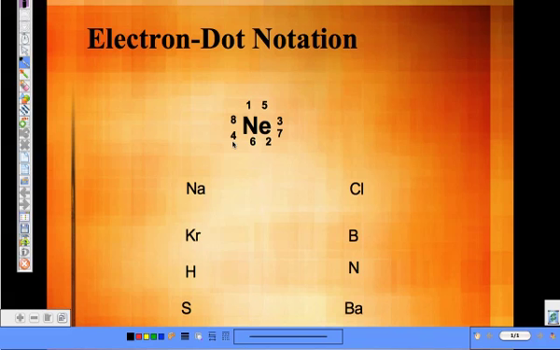So sodium has how many valence electrons? What's the highest energy level sodium is in? 3s. So if the third energy level is its highest energy level, how many electrons are in the third energy level? Just one electron, right? 3s1. One electron. So how many dots would we have? One. That's all you'd have to do. Put one dot on it.